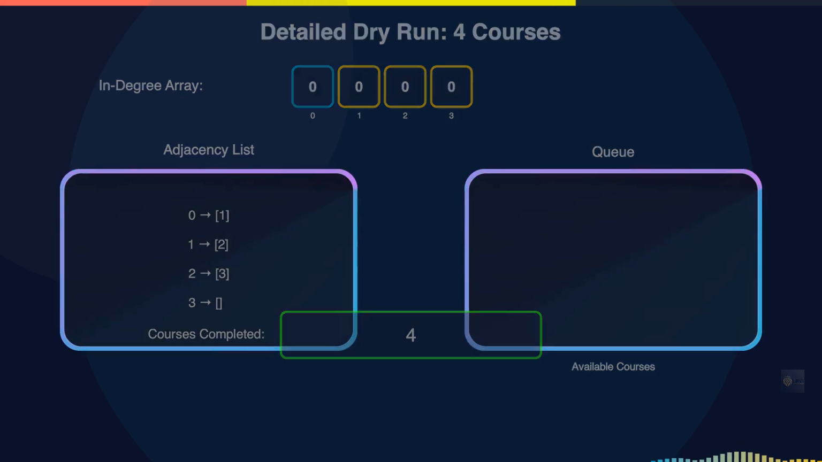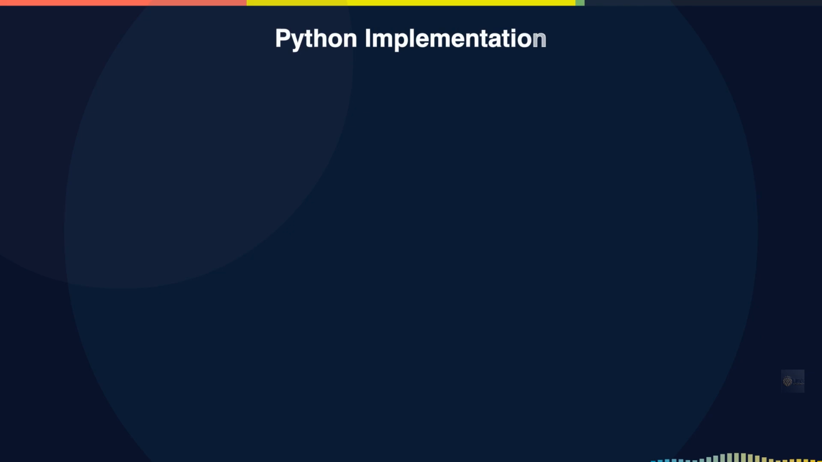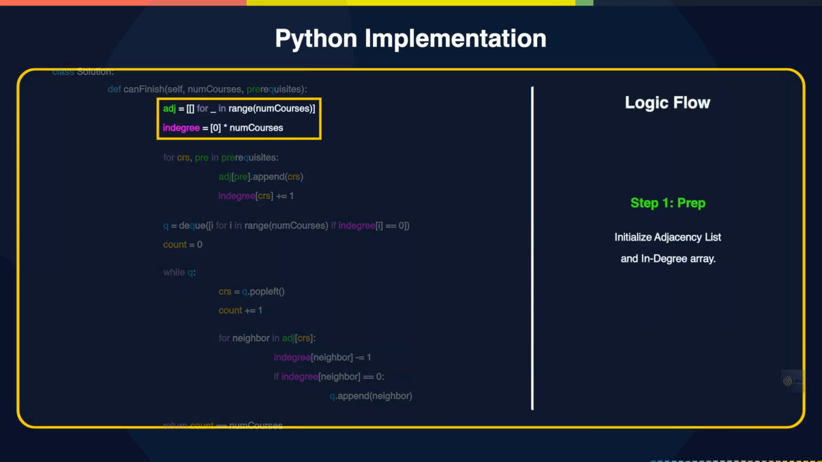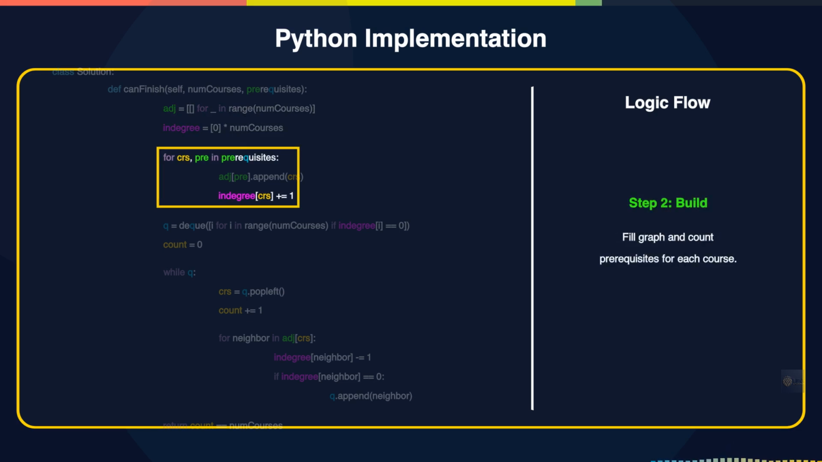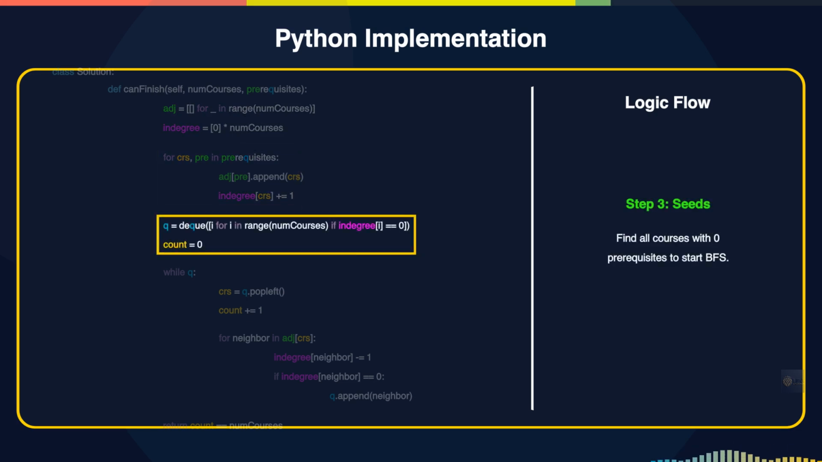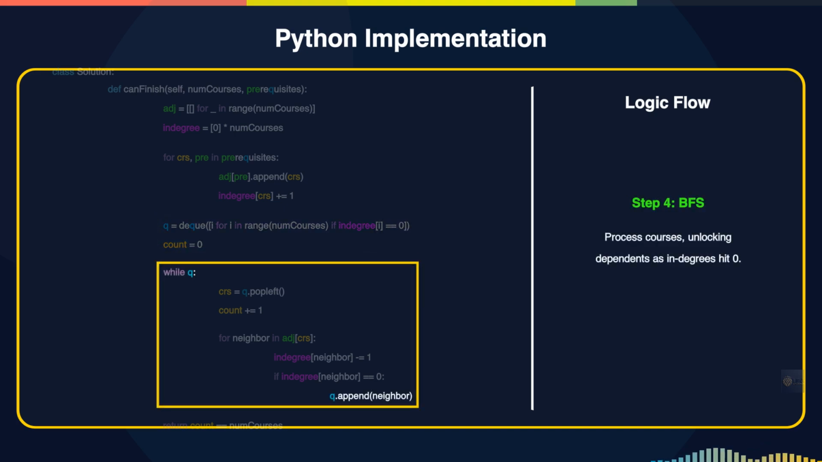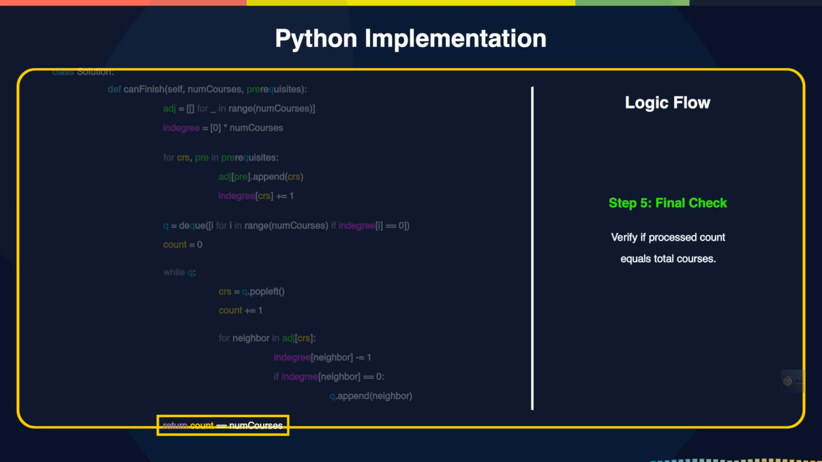In our Python code, we first build our adjacency list and an indegree array of size n. We iterate through the prerequisites to fill these structures. Next, we initialize a queue with all courses that have an indegree of 0. We also keep a counter for how many courses we have completed. While the queue is not empty, we pop a course, increment our counter, and iterate through its neighbors in the adjacency list. For each neighbor, we decrement its indegree. If a neighbor's indegree reaches 0, we immediately append it to the queue. After the loop, we simply check if our completed course count equals the total number of courses.